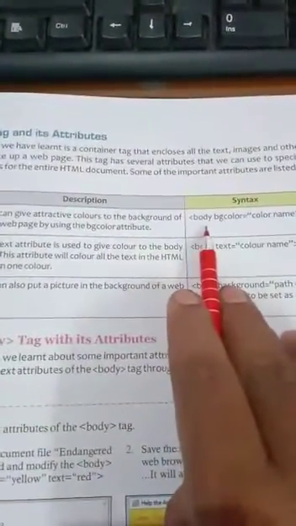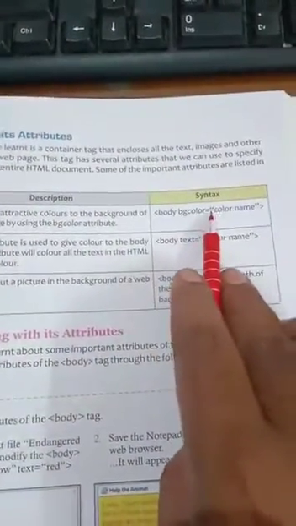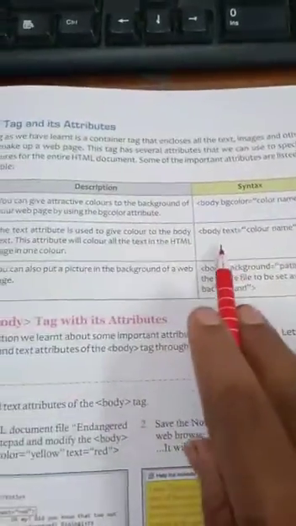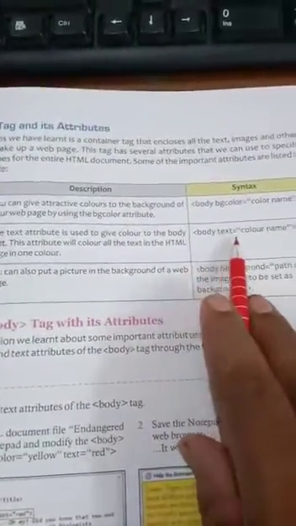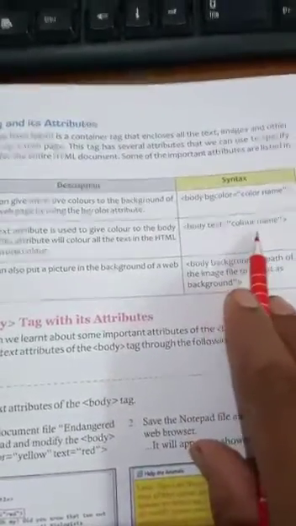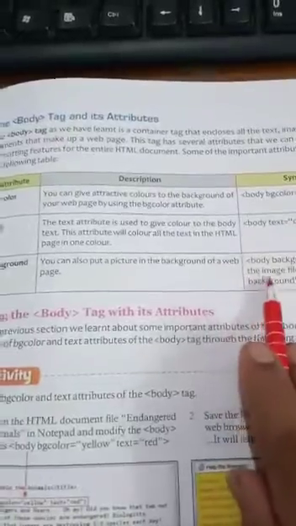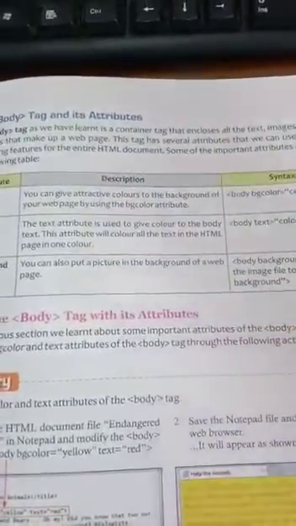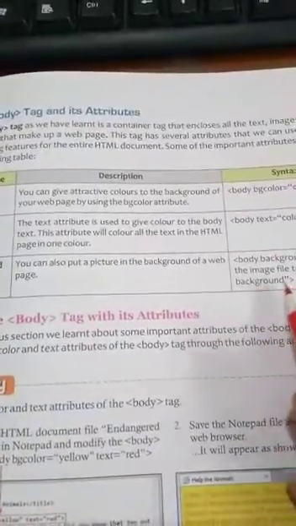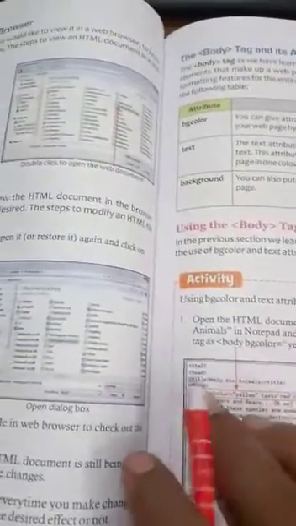Okay, and this is how you can add the background color: body bgcolor is equal to, and in double inverted commas you have to write a color name. And if you want to set the text color, then body text, and you have to type which color of text you want to appear here also. And body background: if you want any picture or image on the background, then you have to pass the image file to be set as a background. So using the body tag with its attributes is very easy.